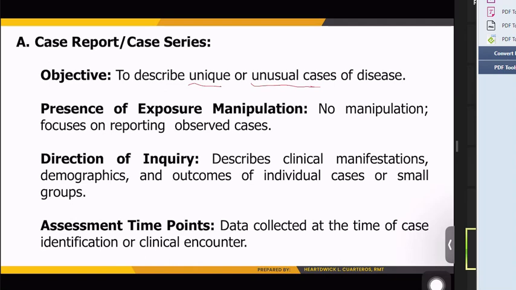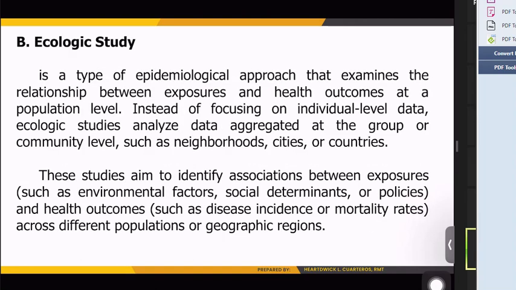We have also the assessment time points. Okay, in your assessment of time points, data collected at the time of case identification or clinical encounter. Okay, so makakakolekta lang po tayo ng data, okay, when we encounter the clinical manifestation among the people or group of patients or in one patient. Okay? So yan po ang assessment of time points natin.